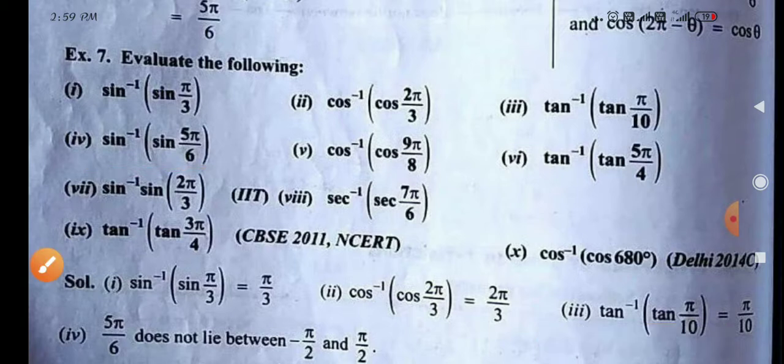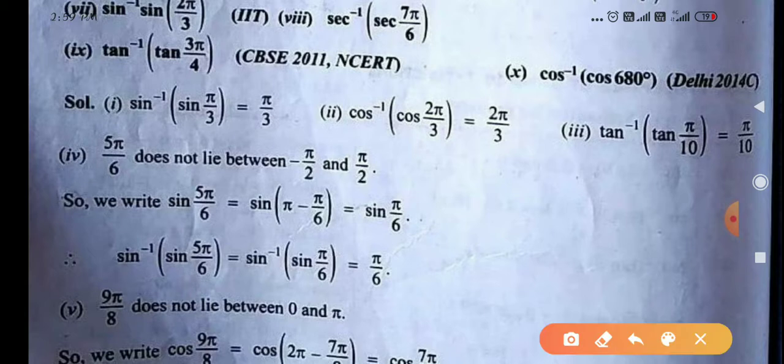So what will you do? First of all, you will correct this angle. You will see 5 pi by 6. You can apply sine 5 pi by 6, sine pi minus pi by 6. With the help of 11th class, you know very well, sine pi minus theta equals sine theta.